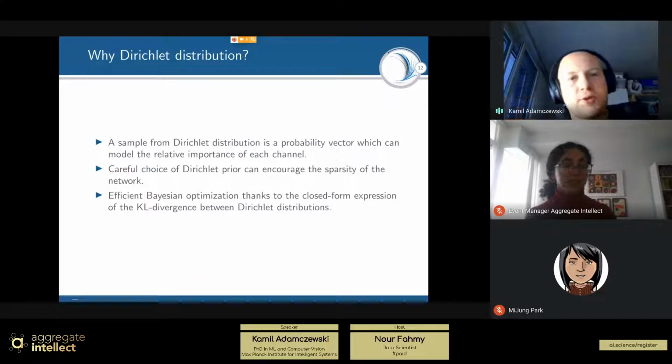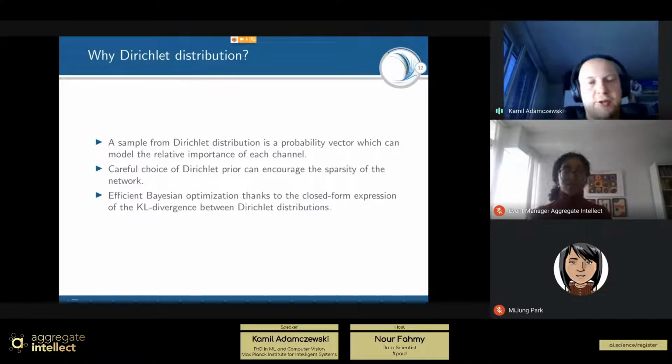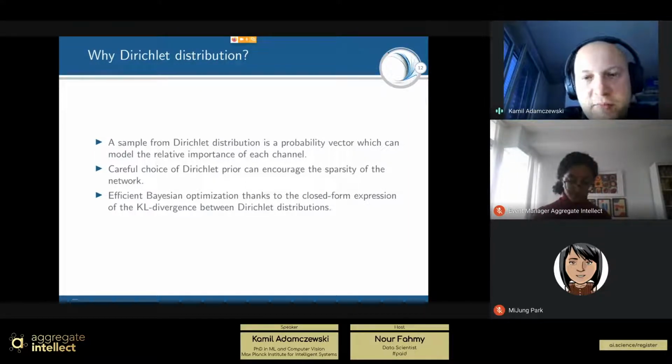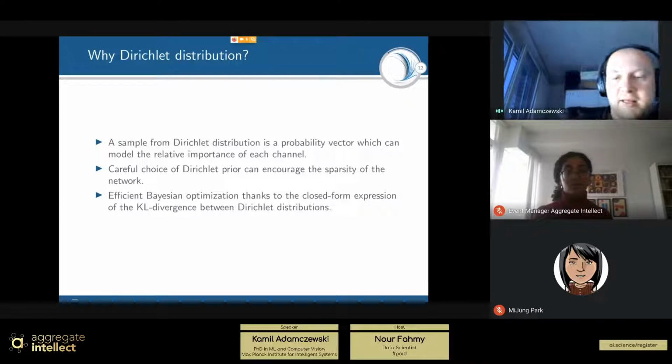So why do we choose Dirichlet distribution? Again, to have clarity on that. A sample from the Dirichlet distribution is a probability vector, which can model the relative importance of each channel. Careful choice of this Dirichlet prior can encourage sparsity of the network. So during the optimization, if we force the network to drive some of the values to 0, then we will be able to obtain this sparsity that we want. And we have this efficient Bayesian optimization thanks to the closed form expression of the KL divergence.